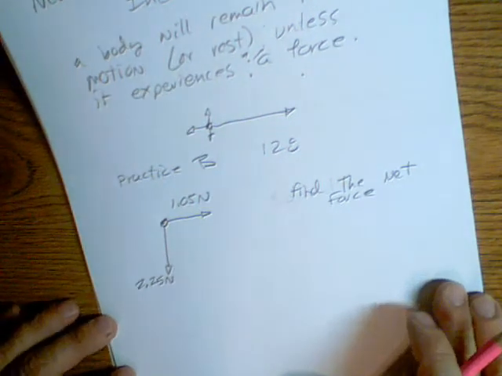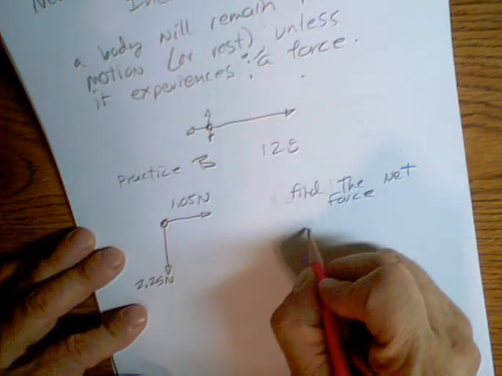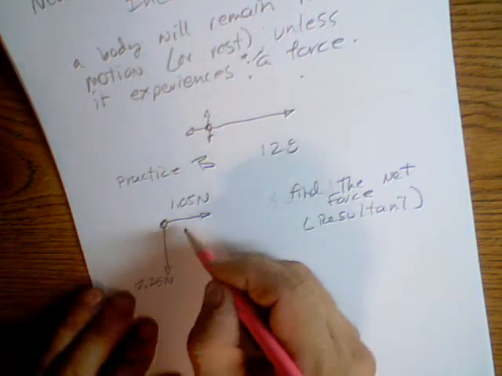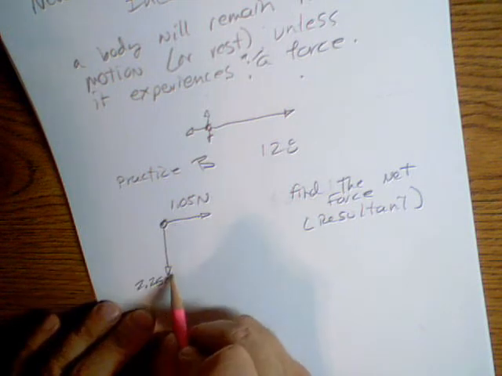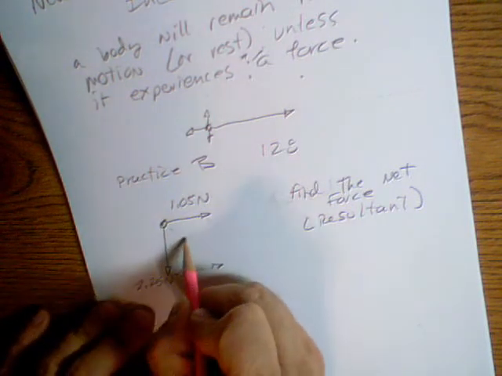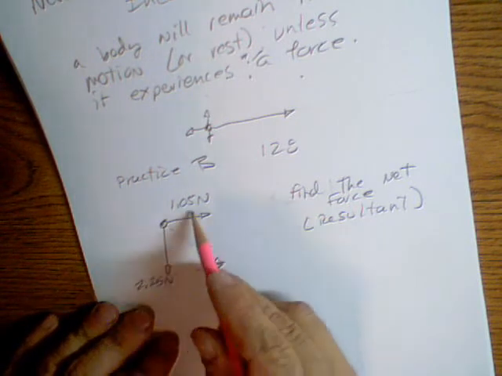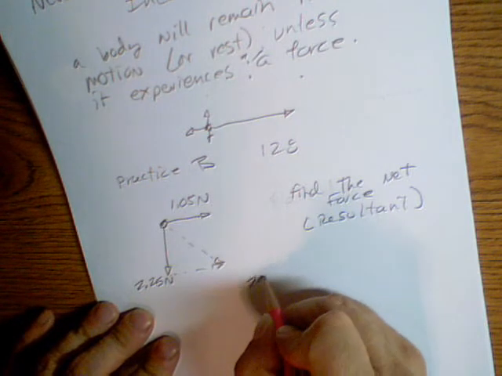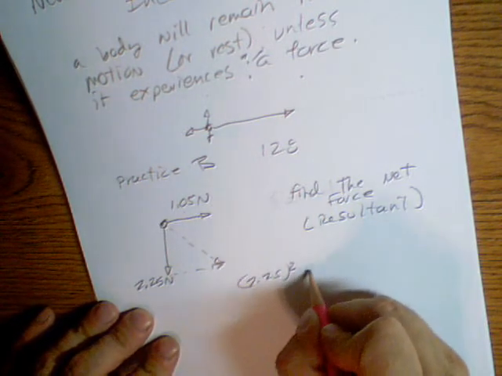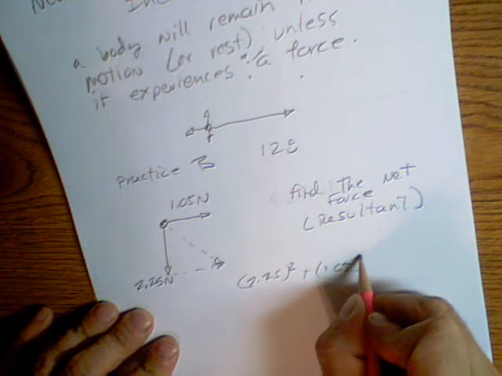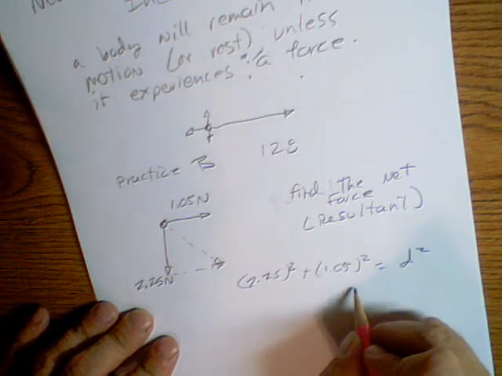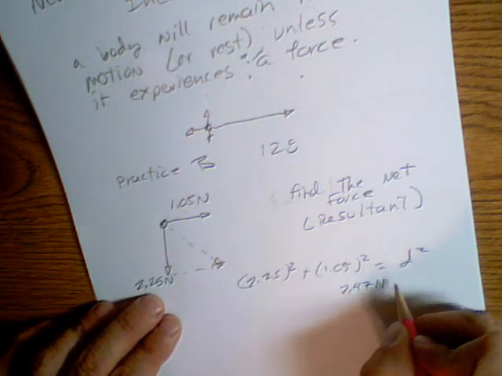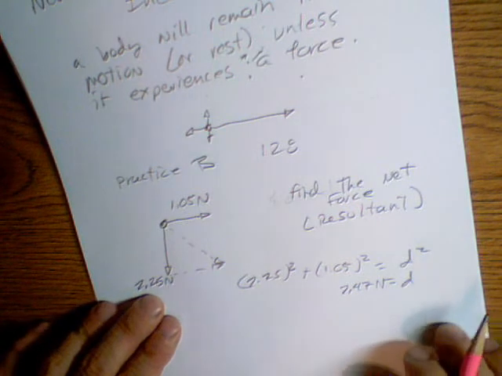Well, in this case, what we have to do is we have to find the resultant. Alright, and so what I'm going to do is just basically move this vector down here, and I'm going to find the resultant. And in order to do that, well, I could just use Pythagorean. So all I have to do is 2.25 squared plus 1.05 squared equals d squared, so d is 2.47, and those are in newtons.